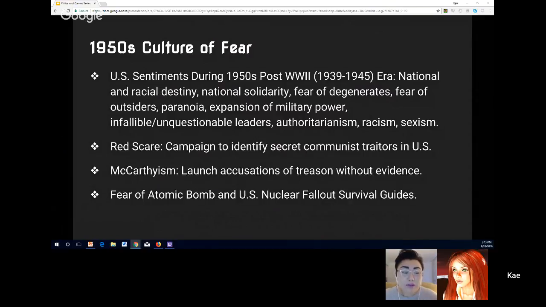Then we also had the fear of the atomic bomb and US nuclear fallout. During this time, those are all the things that were happening in 1950s culture. And the game designers were brilliant to fold all these ideas into the design of their series. And now that I've mentioned a nuclear fallout survival guide, I think it would be helpful for us to actually see a real fallout survival guide. So if we can go next.